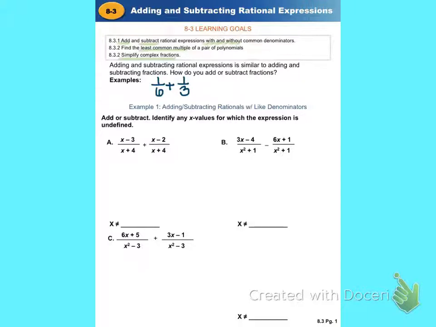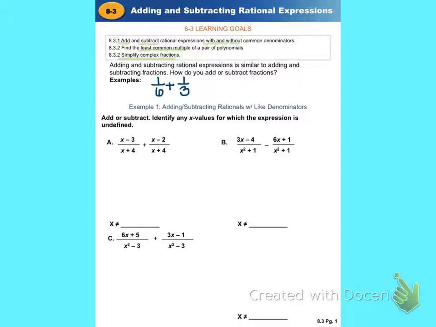So as I mentioned in the opening, adding and subtracting rational expressions is similar to adding and subtracting fractions. And when we think about how we add and subtract fractions, we think right away of this whole idea of a common denominator. So if I asked you to add 1/6 and 1/3, if I asked you to multiply them, that'd be easy. You just multiply the numerators and the denominators. But if I asked you to add them, now we have a little work to do before we can actually do this addition. We have to get what's called a common denominator.